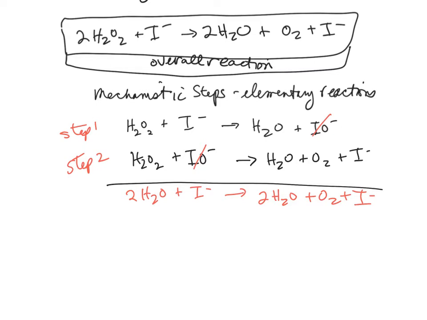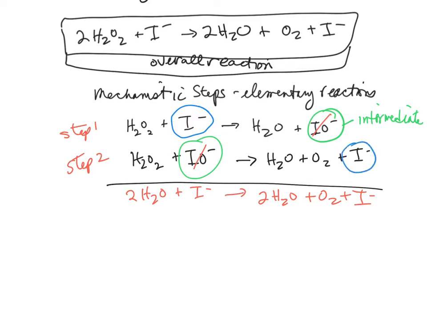So in this case, we've got two interesting species that are occurring. The one that I just mentioned, this one, that is the intermediate. But also you have something else here. The iodide is on the left-hand side of the first step, and it ends up on the right-hand side of the second step. This is going to be called the catalyst.